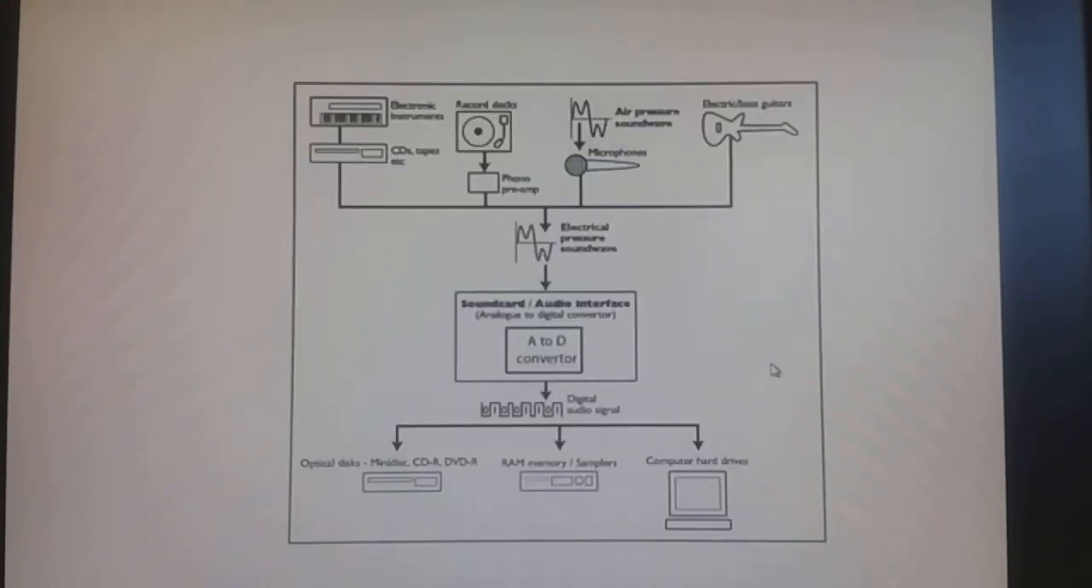So an analog to digital audio converter converts an incoming electrical pressure sound wave into binary language, the ones and zeros, in order for the audio signal to be recorded, processed or stored.